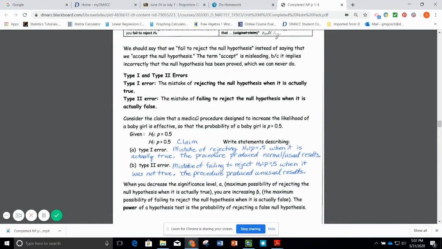Okay, type 1 and type 2 errors. I really need for you to memorize these two. Type 1 error is the mistake of rejecting the null hypothesis when it is actually true, and that is the case when alpha is too large. Type 2 is the mistake of failing to reject the null hypothesis when it is actually false, which is the case when alpha is too small. Our rejection zone is too small and we didn't capture the fact that we have something that is significant. So you need to keep those two things straight.